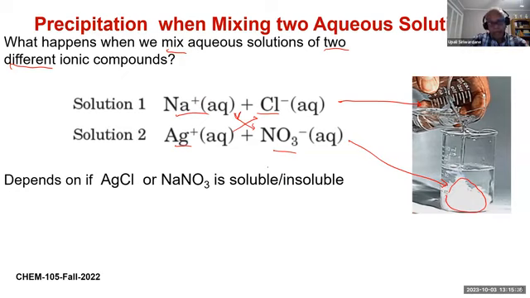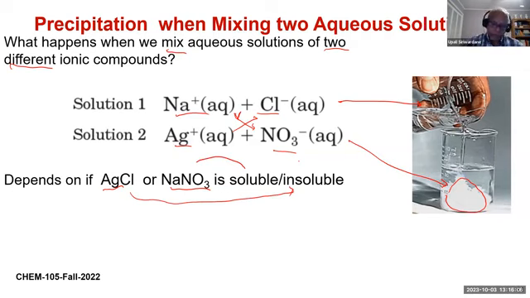Insoluble means they're coming out of water. Therefore, we have to find out which one is soluble and which one is insoluble. This is soluble. I'm going to show you how to predict that a little later. Silver chloride is insoluble. Therefore, silver chloride comes out of the solution.